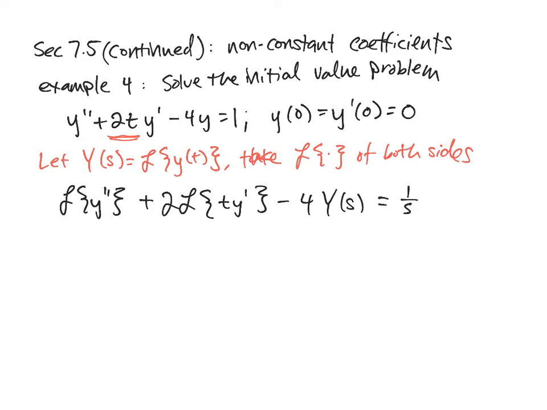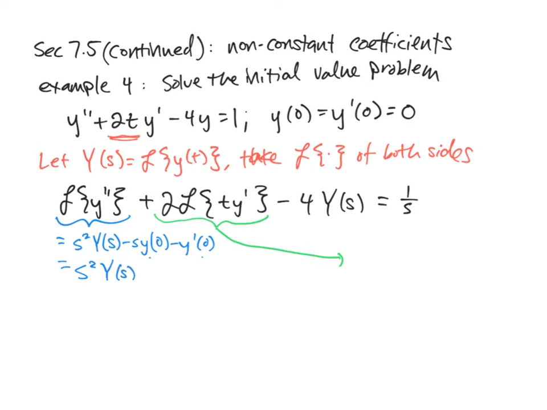Remember the same thing we did in the last one. If we were to consult our table of properties, we knew that L of y double prime equals s squared times capital Y of s minus s y of 0 minus y prime of 0. Since those both equal 0, we've got s squared capital Y of s. And then this next term is a little bit trickier, so let's take that and work over here.